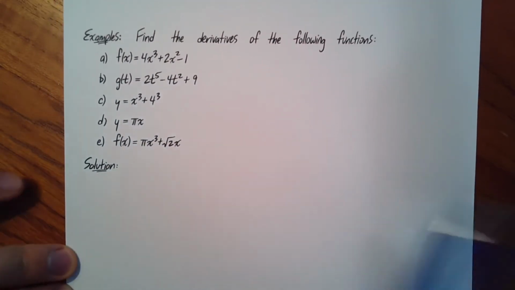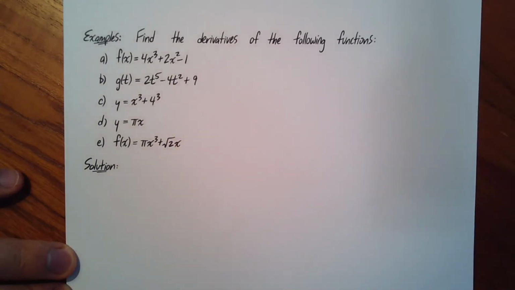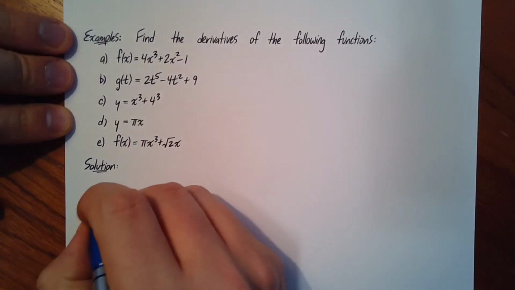So we've got some examples. Find the derivatives of the following functions. And you can see there's 5 functions here. The first one, let's start with the first one, a. f of x is equal to 4x cubed plus 2x squared minus 1. So we're going to start with that one.